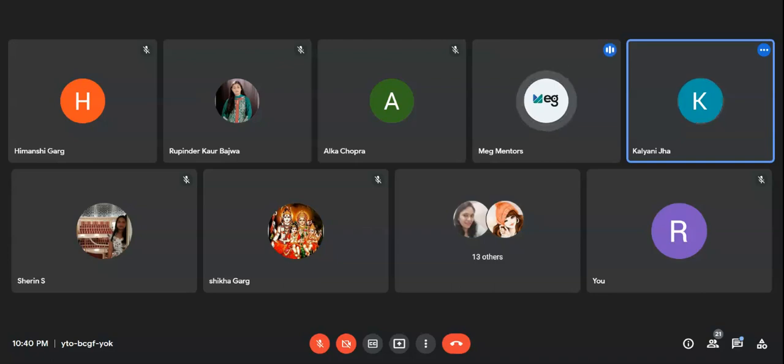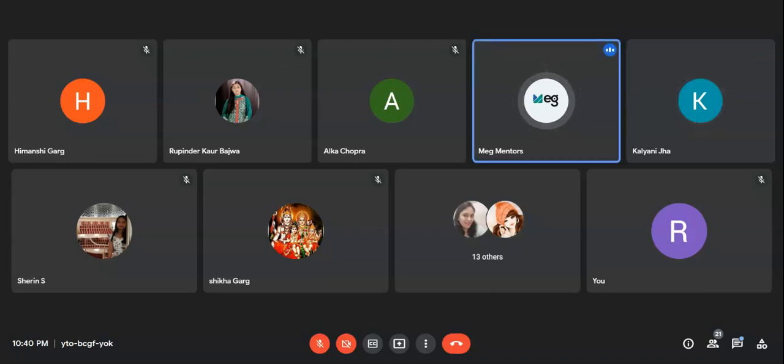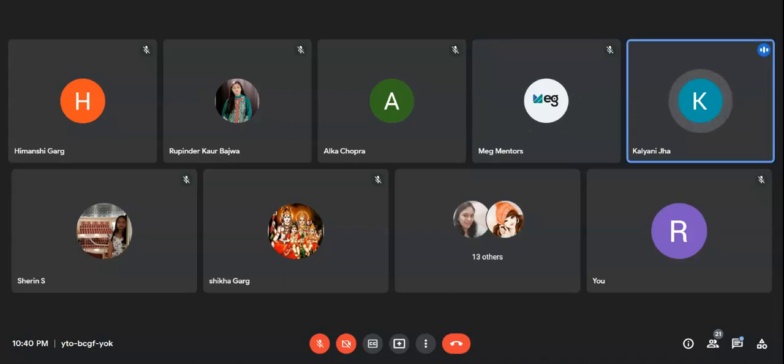Okay Kalyani ma'am, first of all, how to attempt the answers in this paper? Can you please elaborate on that? Yeah, definitely, I will elaborate each and everything.